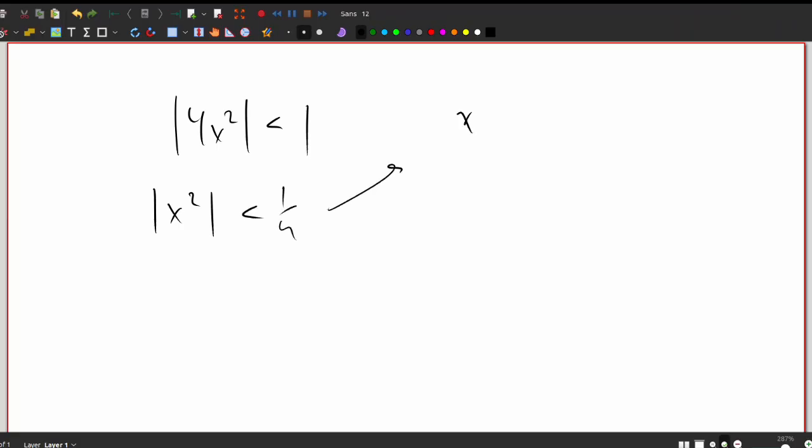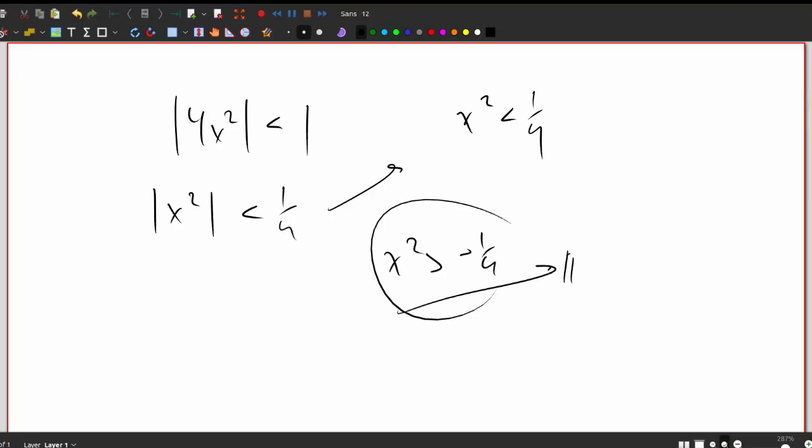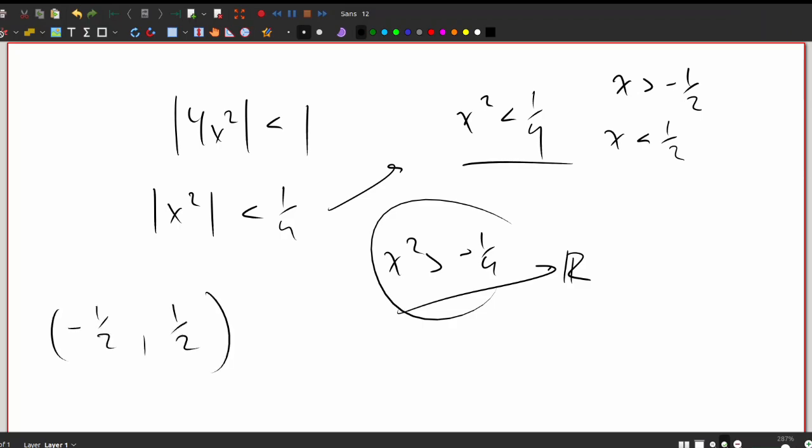This breaks up into x squared less than 1/4 and x squared greater than negative 1/4. Now the solution to this is just all real numbers, and when we solve this one, we get x is greater than negative 1/2 and x is less than positive 1/2. So our interval of convergence is negative 1/2 to 1/2. And once again, we have to test these endpoints to determine if they're open or closed brackets. Our radius of convergence will also be 1/2 because this is centered at 0 and it goes half a unit in either direction.